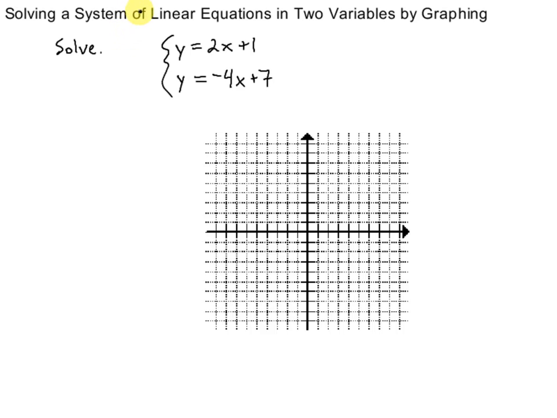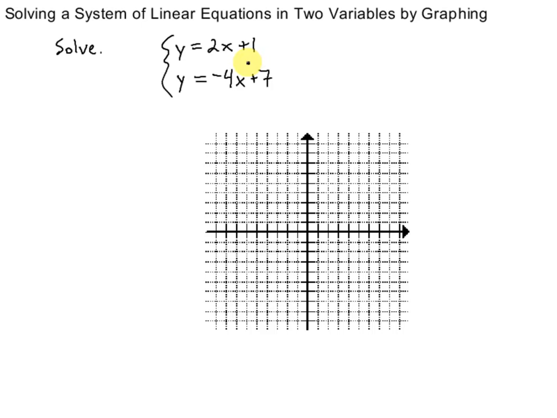So one way to solve a system of linear equations in two variables is by graphing the two lines that are represented by the equations, and then any point where they touch is one of the solutions. So you graph them, then you decide where the two lines touch, and then that is your solution. So I've got two linear equations here that are both in slope-intercept form, so we can graph them rather easily.